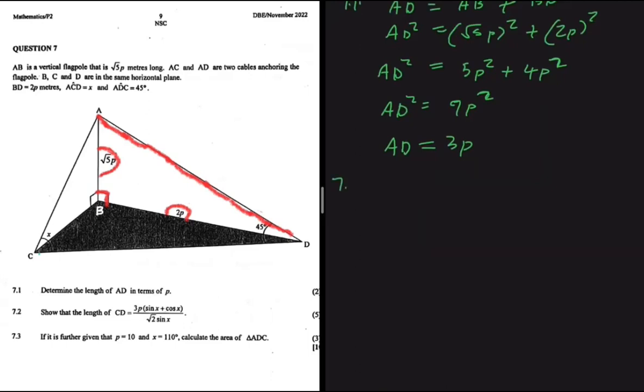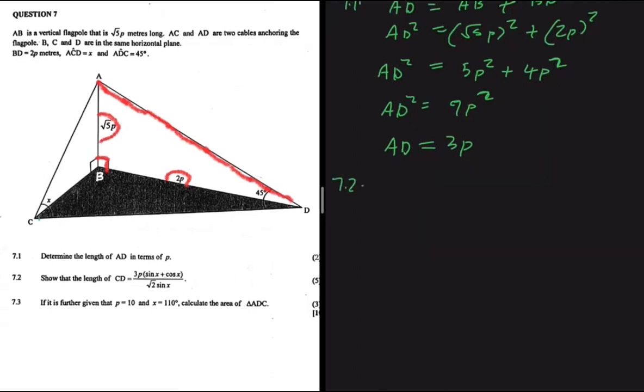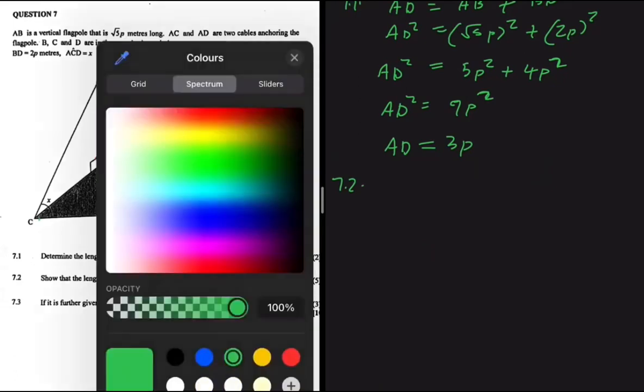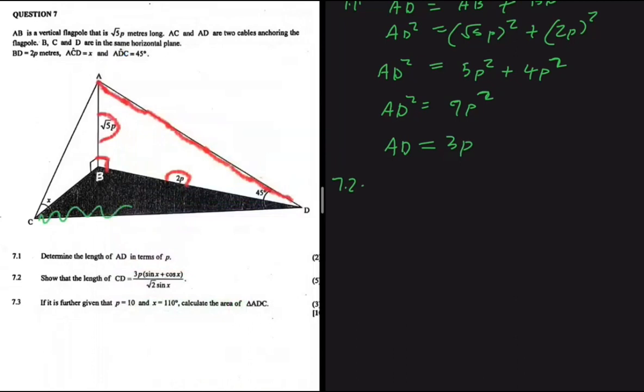Now let's solve 7.2. 7.2 says let's show that the length of CD, let's just highlight CD before we go any further, so we are interested in CD, is equal to 3P sine of x plus x divided by square root of 2 sine of x. So let's look at CD. We have the length of AD, and we're saying that it is 3P. And then we have CD.